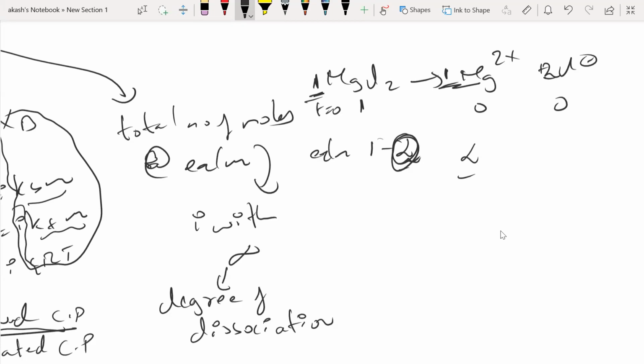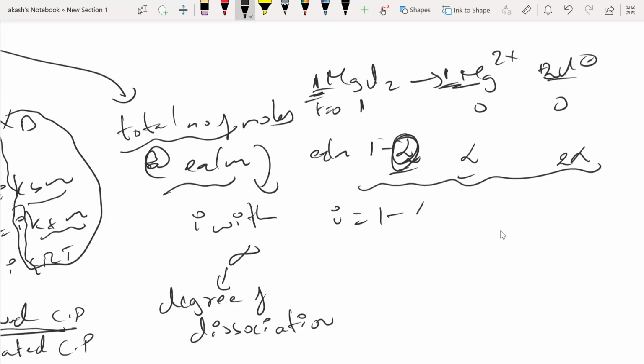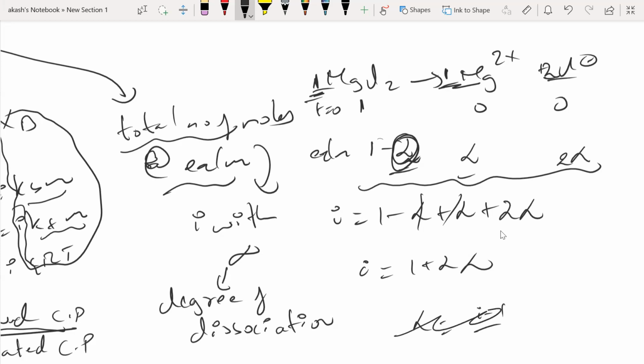Now, same way, 1 mole gives 2 moles of Cl minus. So alpha mole should give me how many moles of Cl minus? 2 alpha. That's it, 2 alpha moles of Cl minus. Now, all these three you add. I told you, this is total number of moles at equilibrium. So i is equal to 1 minus alpha plus alpha plus 2 alpha. Alpha, alpha gets cancelled. i is equal to 1 plus 2 alpha. Obviously, you have a formula, I think: alpha is equal to i minus 1 divided by some formula you have. I don't even know the formula, right? All this comes from this particular calculation only. So now you have a direct relationship between alpha and i.